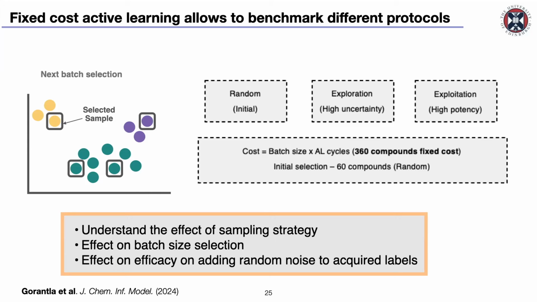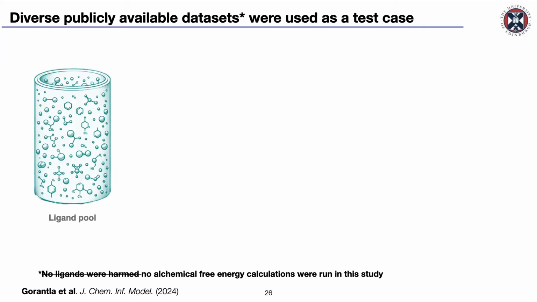What we were trying to do is say, okay, we have, I don't know, 6,000 compounds, and we want to select 360 for labeling. So we are willing to run 360 alchemical free energy calculations, but it's a fixed cost. So what is the best strategy to use using these compounds?